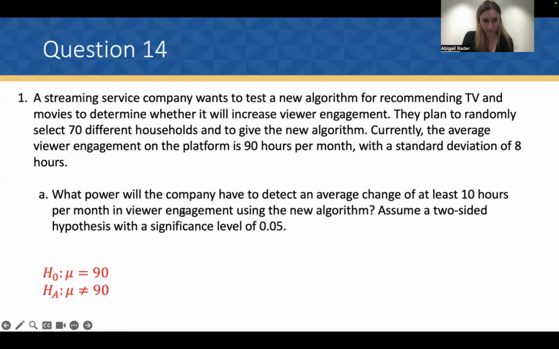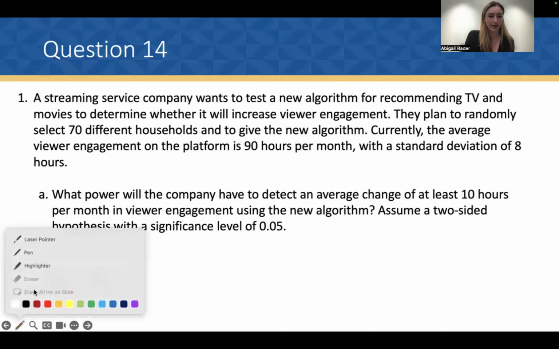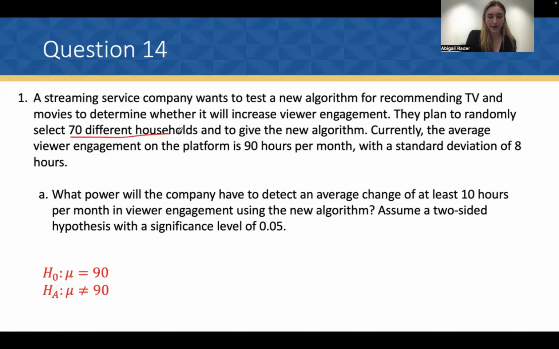Going through the question very briefly, let's say that we have 70 different households. So our N is 70, where we're testing a new algorithm and comparing to the current average. Our current population average is 90 hours per month of TV watching with a standard deviation of 8 hours. So that's our population distribution, our null distribution. We want to know what power we have to detect a difference of 10 hours. We're assuming a 2-sided hypothesis test, which we almost always do in this class, and a significance of 0.05.